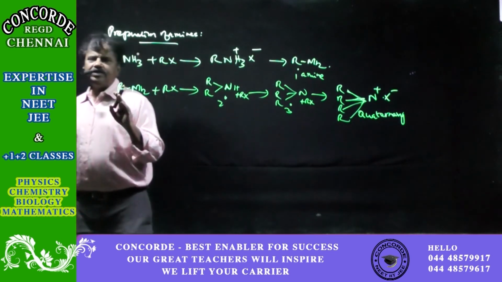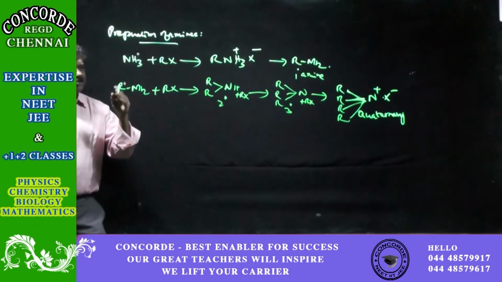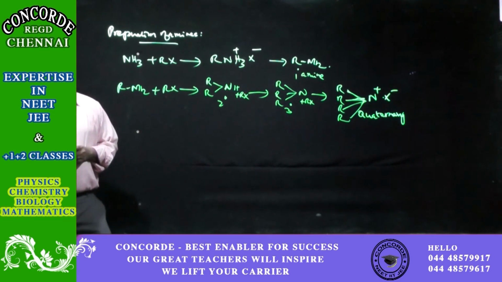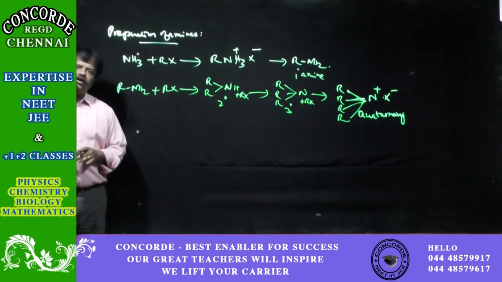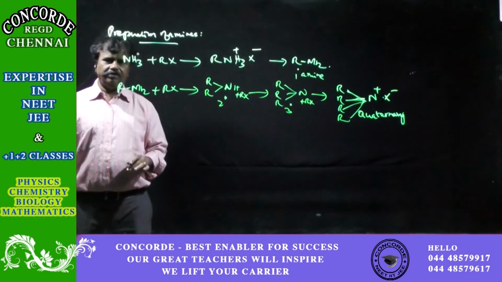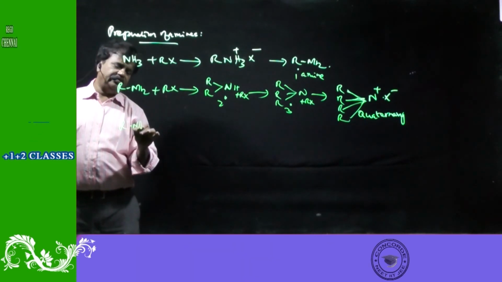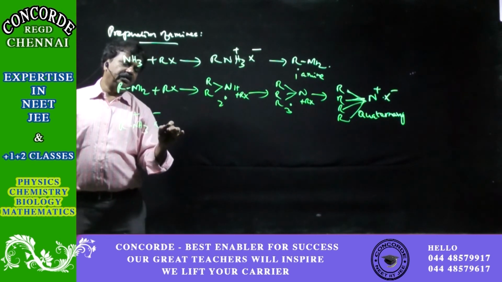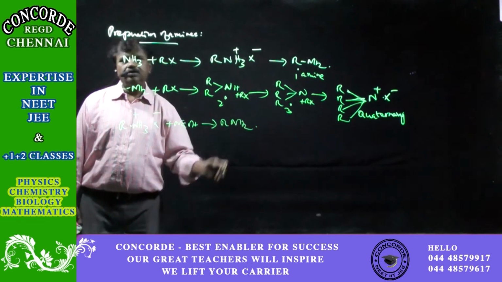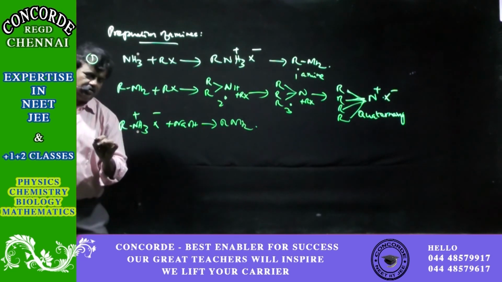This reaction is a continuous process where, if a continuous supply of RX is there, a mixture of primary, secondary, tertiary and quaternary products is formed. If you want to control the reaction to get only the primary amine, you have to use excess ammonia. Otherwise, if the compound RNH3X is treated with NaOH, you get RNH2. So this is one method of preparation of amines.